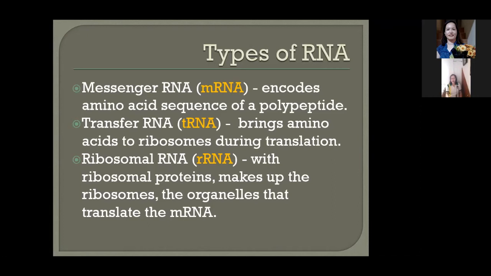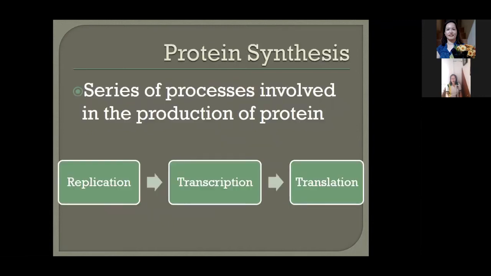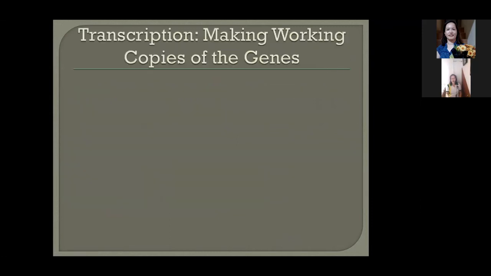Let's check how these types of RNA work in protein synthesis. After replication, we learned that the original template of the DNA produces two identical copies, and this of course serves as the blueprint for the genetic information. We'll be moving on to the next, which is transcription. What do you know of transcription? This is all about making working copies of the genes.